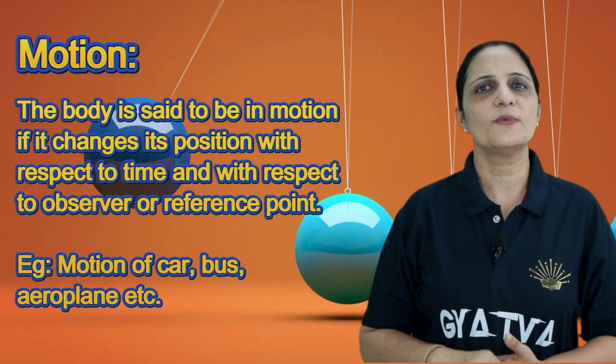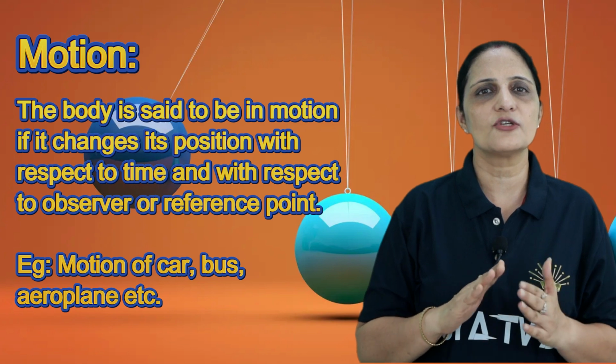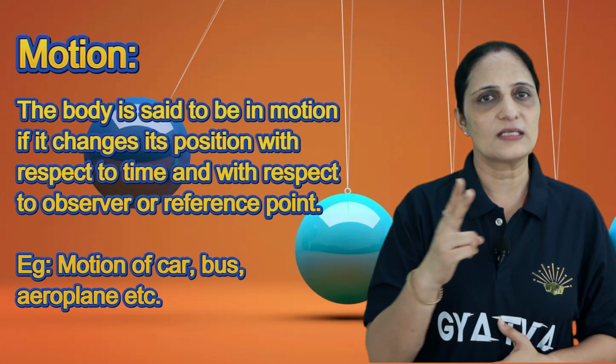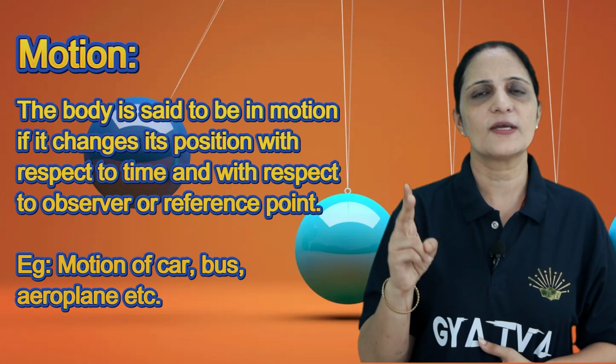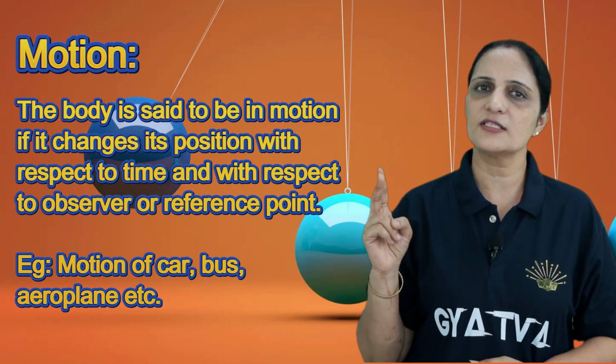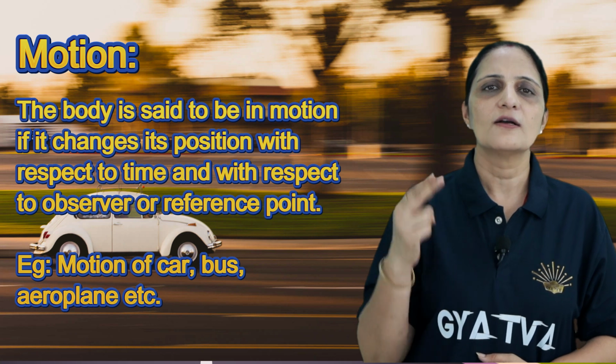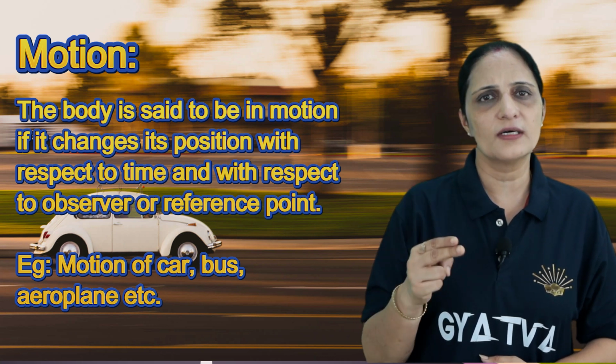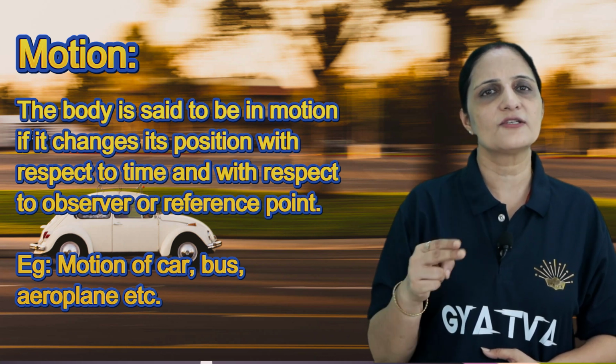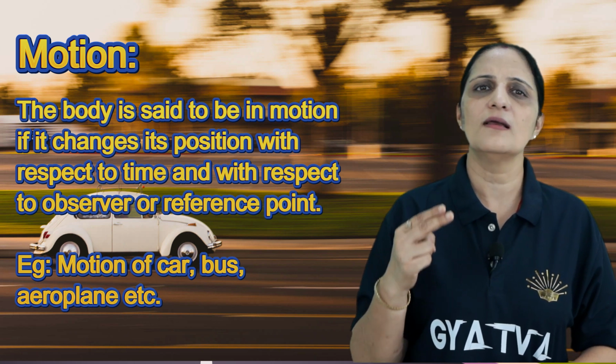Next term is motion. The body is said to be in motion if it changes its position with respect to two things, either time or with respect to the observer or the reference point. For example, motion of the car, motion of the bus, motion of the aeroplane, motion of the birds, motion of animals, butterfly, these are all said to be in motion.